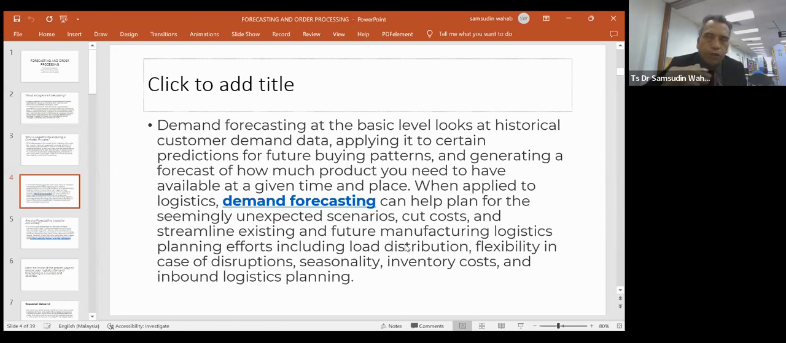So logistic forecasting refers to the basic activity of making a summary about the future assumption of demand, future assumption of the cost, future assumption of the income or the revenue of the company, based on our previous data.